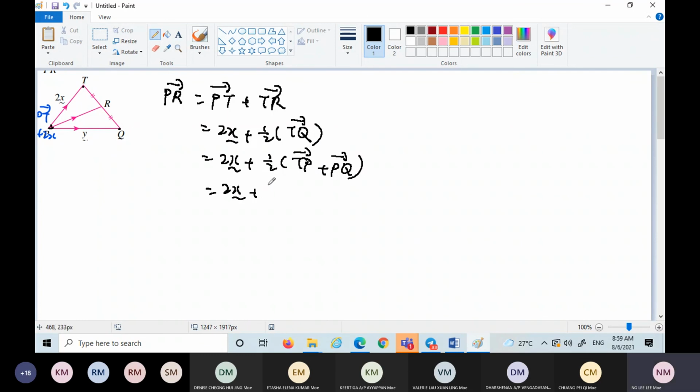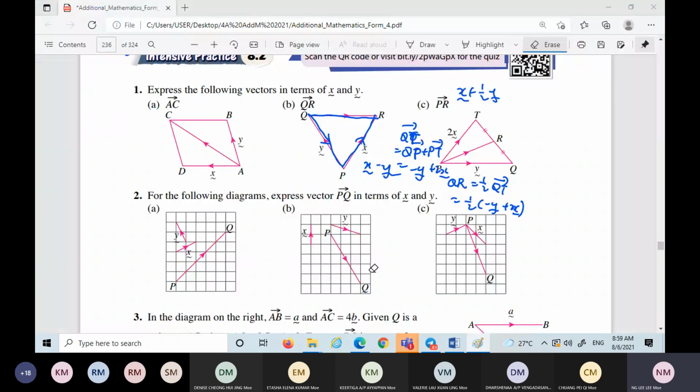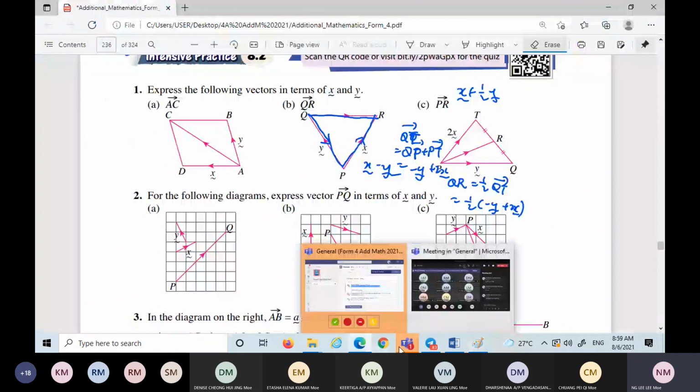Then TP, T to P, is in the opposite direction, so it's negative 2x. P to Q is y. So bring in the half: negative x, and then half y. So 2x minus x is x. Is her answer correct? x plus half y. Okay, so correct.